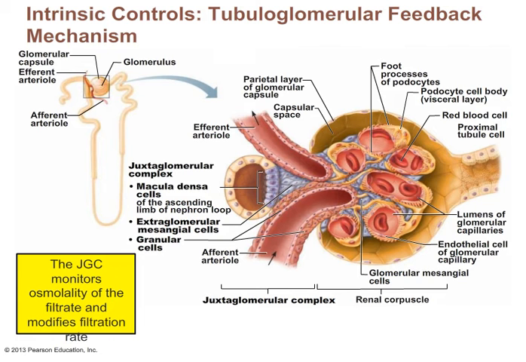And the macula densa has cells in there that will basically monitor the osmolality or saltiness of the fluid in the tube. And if we have a lot of salt in the tube, it usually indicates that the filtrate is moving too quickly and we haven't had a chance to reabsorb as much of the salt as we like. And so if this happens, basically the macula densa will signal the afferent arteriole to constrict, and this will basically reduce the flow of blood into the glomerulus and also reduce the amount of filtration.